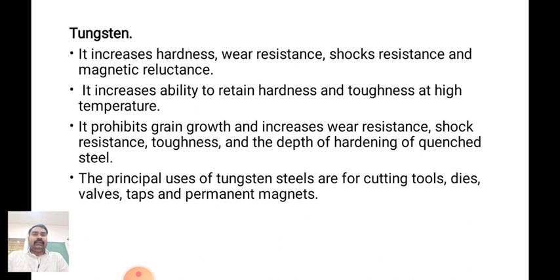Then taps, meaning the basin and sink taps or washroom taps, are manufactured using tungsten. Then permanent magnets are used in the railway for the generation of electromagnetic force. Okay, so these are the applications of tungsten as well as the different properties that will be obtained by its addition to steel. Okay, so this is nothing but tungsten.